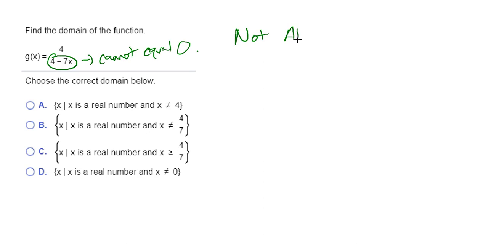So here's what's not allowed to happen, right? And I like to give it this heading so that I don't forget what I'm looking at. So here's what I don't want to see. I don't want 4 minus 7x to give me a result of 0. That's the thing I want to avoid, right? So this is the thing that's not allowed to happen.